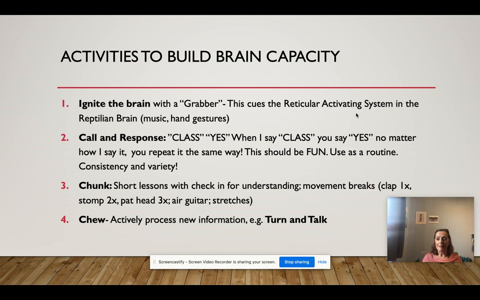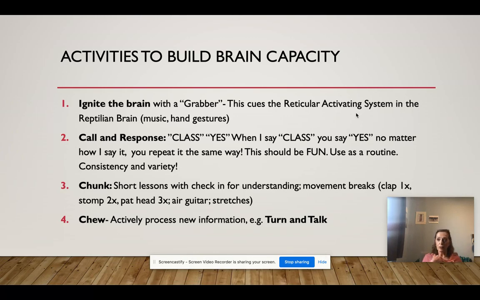Class, and then they'd say class. Class, yes. Class, yes. Class, class, class, yes, yes, yes. You could even switch it up. Classity, classity, yesity, yesity. So that class yes exercise is simply a call and response.